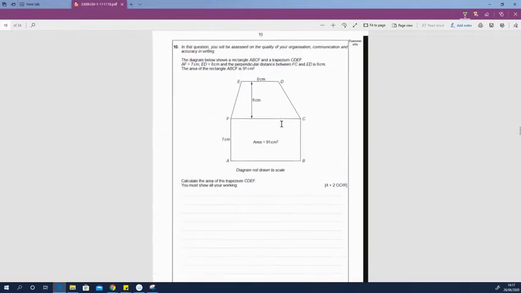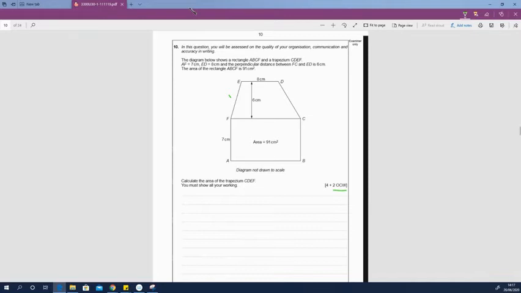Let's move on to the next question now, which is question 10. Immediately I look at question 10 and I can see that there are 2 marks for organisation, communication and writing. So I'll need to write this out correctly, making sure to use all units so that I get as many marks as possible. So let me read the question.